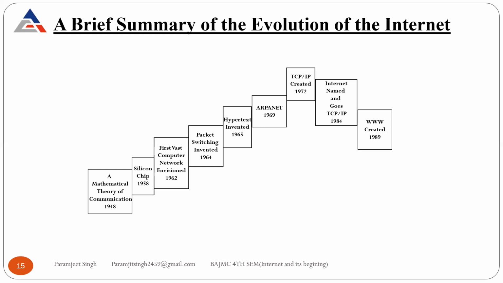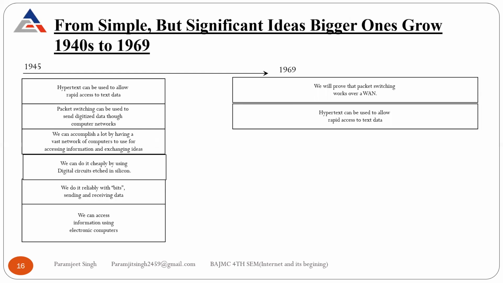So after the invention of hypertext and ARPANET, TCP was created, and sending messages with specific files over the network became possible. And by 1989, the WWW is created, which we are also using nowadays as well. So moving to the next slide.